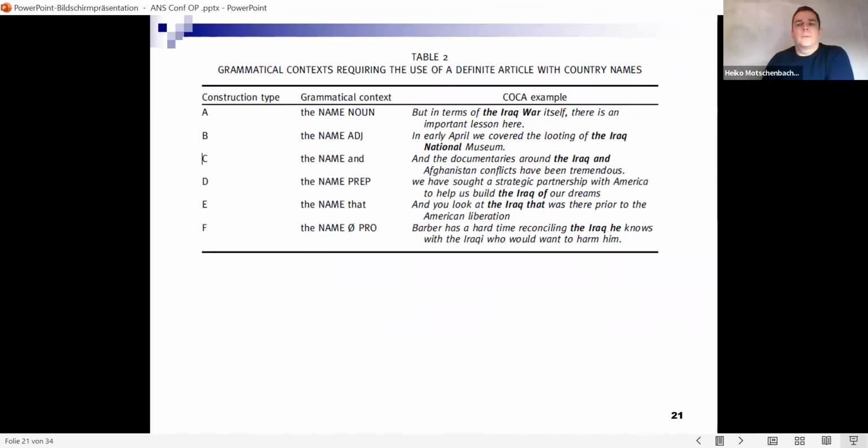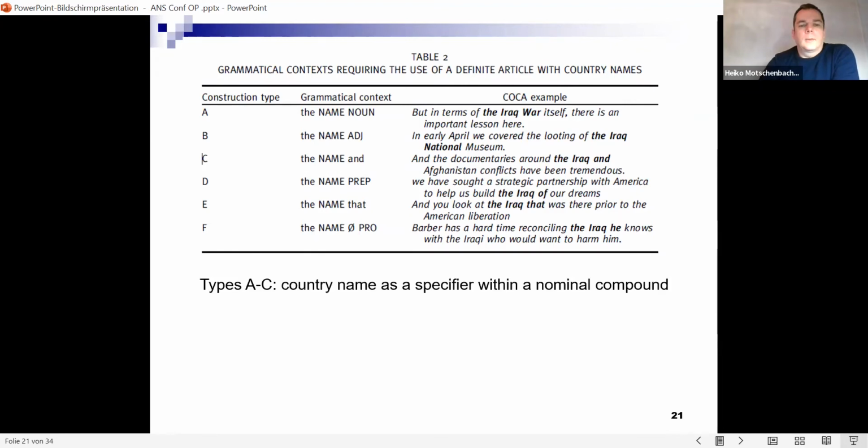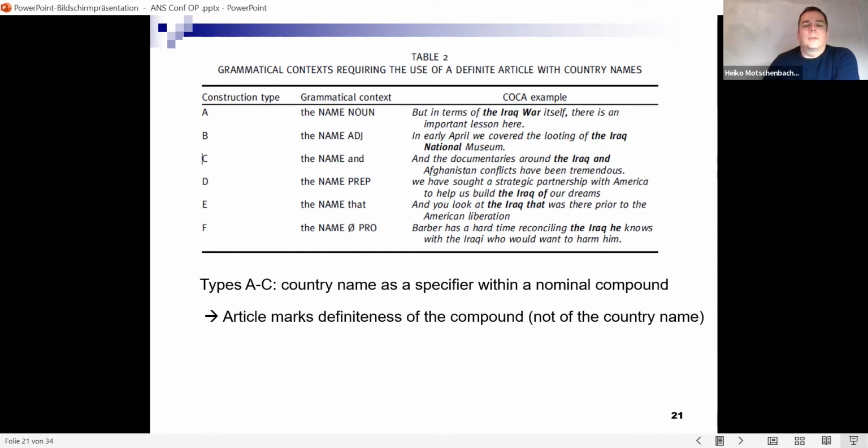Right, we also need to be aware of the fact that there are certain syntactic contexts that actually demand the use of the definite article. So I inspected some concordance lines and found out that these are contexts in which the definite article seems to be invariably used. This is true here for usage types A to C, where the country name is a specifier within a nominal compound, cases like the Iraq War or the Iraq National Museum or the Iraq and Afghanistan conflicts. So in these, of course, the article marks the definiteness of the compound, not of the country name.